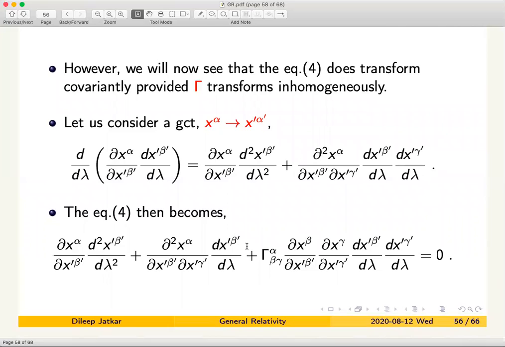Sorry, I should have had a dx prime gamma piece here. Disaster, I should correct that.